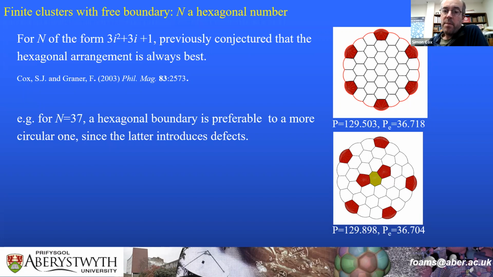And I discussed this with Frank Morgan, who many of you will know, and he was adamant that for very large n, it must be circular. And if he's right, then that very large n is very large. So let me explain.